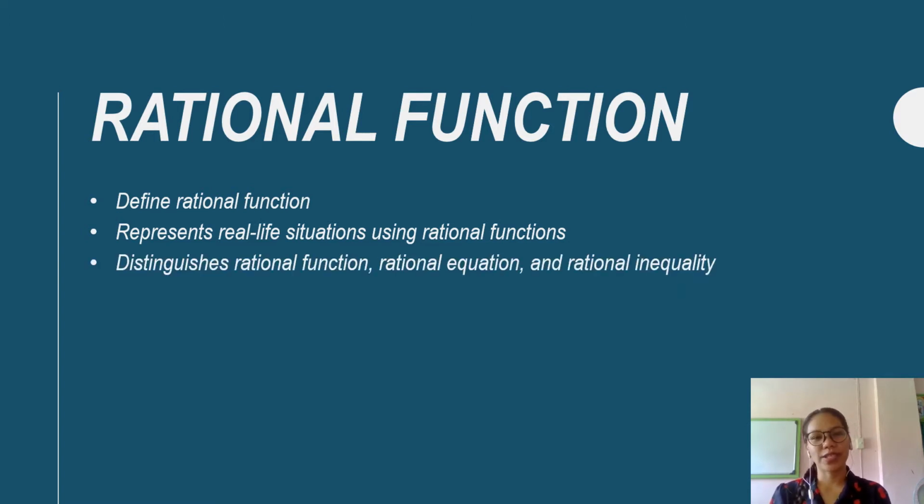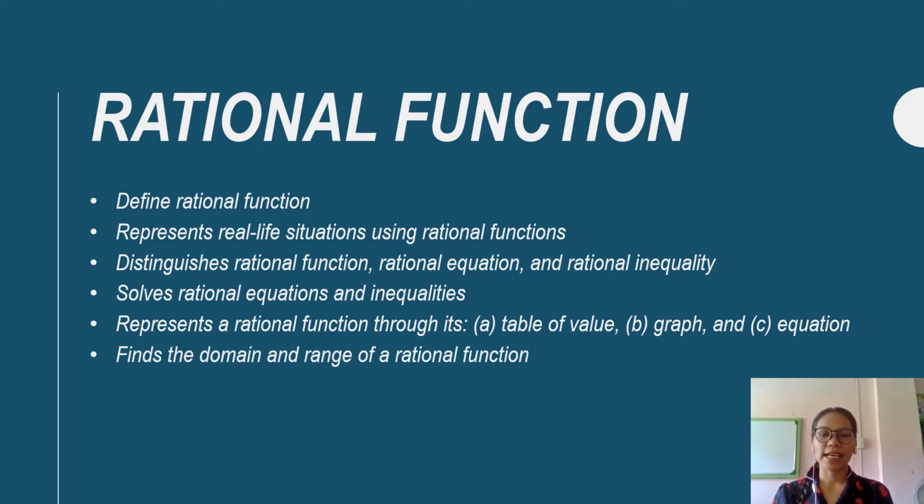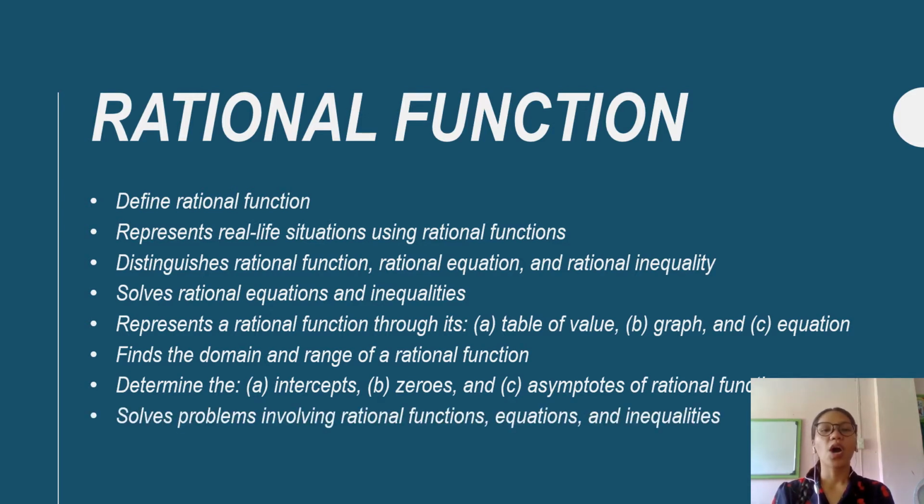Third, we're going to distinguish between a rational function, inequality, and equation. Also, we're going to solve rational equations and inequalities. Then we're going to represent a rational function through its graph, table of values, and of course its equation. We have here, find the domain and range of a rational function. Then we're going to determine the intercepts, zeros, and asymptotes of a rational function. Also, we're going to solve problems involving rational functions, equations, and inequalities.